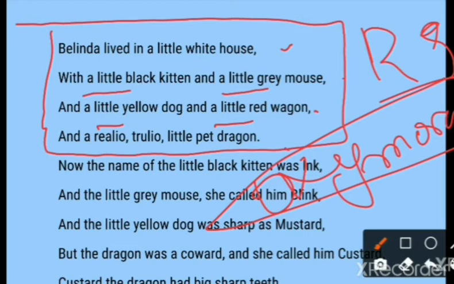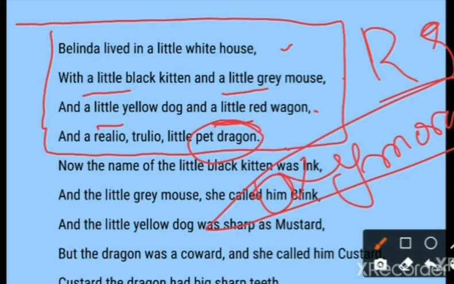Oxymoron is where two opposite words are used at the same place, and here we have this oxymoron: dragon, and with this dragon the word pet has been used. A dragon can never be domesticated, it is a wild animal, yet the word pet has been used with it. So this is the technique of oxymoron, the use of two words with opposite meanings. This pet dragon is the oxymoron in this poem.